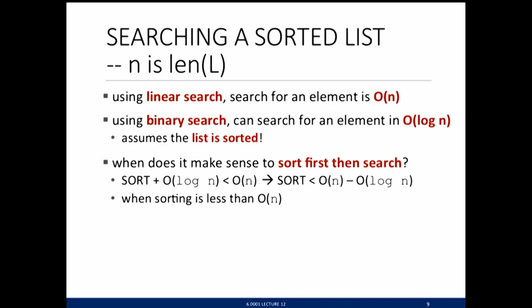I want to know when that cost, plus something that's order log n, which is what it's going to cost me to do the search, when is that less than something that's order n? Because then it's going to be better to do the sort first and do the search. So I can just rearrange it. It needs to be, when does the cost of sorting, when is it less than this expression, which basically says when is sorting going to be less expensive than the linear cost.